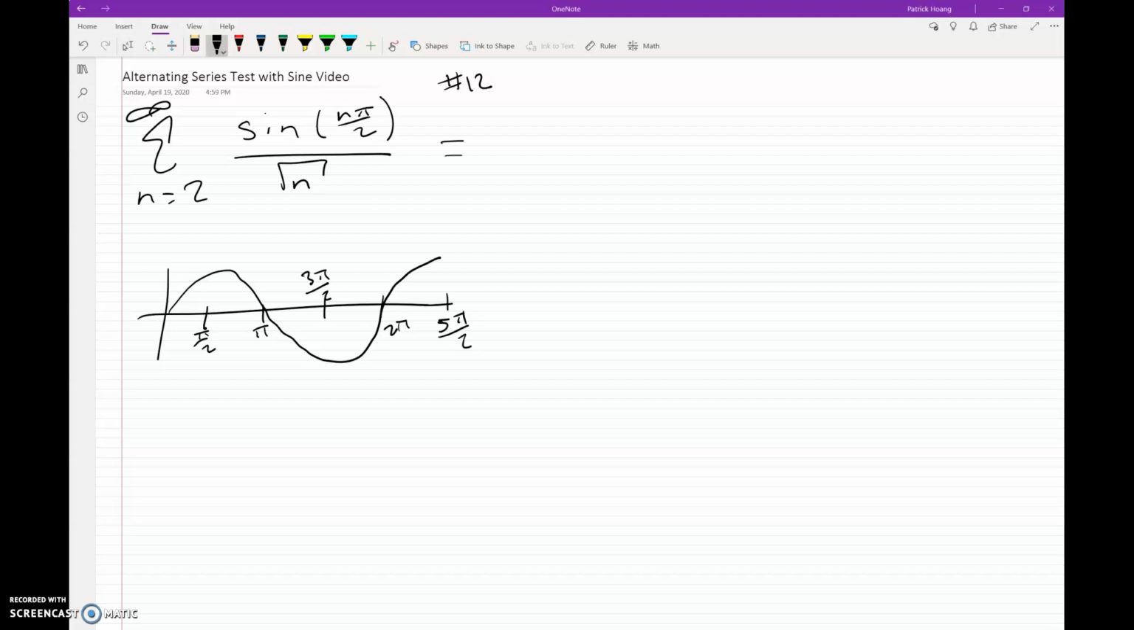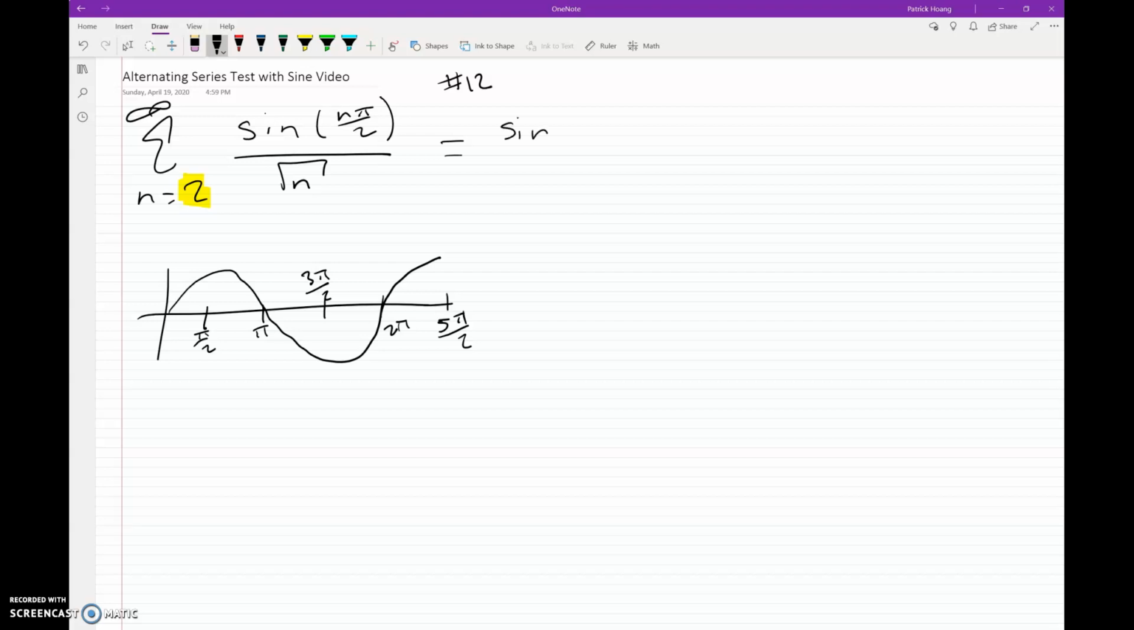We have the sum from n equals 2 to infinity of sine of n pi over 2 divided by the square root of n. How I like to start these problems is to just write out all the terms. Let's look at what exactly is happening. So we started at n equals 2. So I'm going to substitute 2 in for n first.